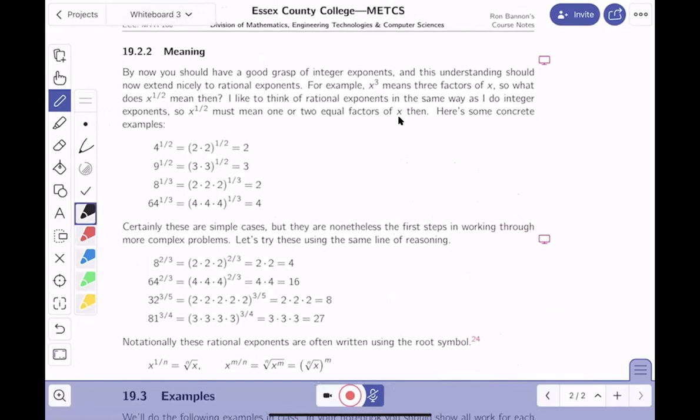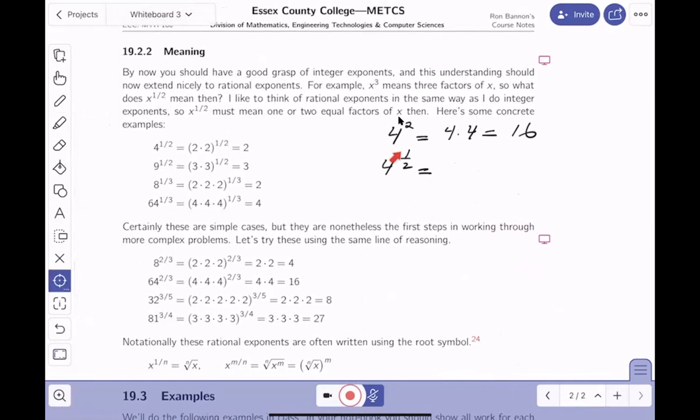So if you remember the past, if I brought down 4 to the second power, its meaning was they wanted 2 factors of 4. What does that mean? 16. But now when they put down 4 to the 1/2 power, they're asking for one of the two equal factors of 4. Let's write this down. They want one of the two equal factors.